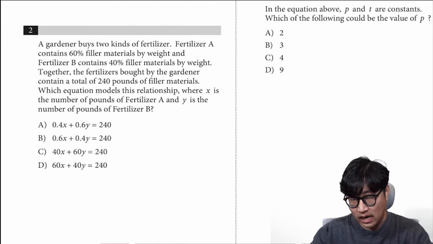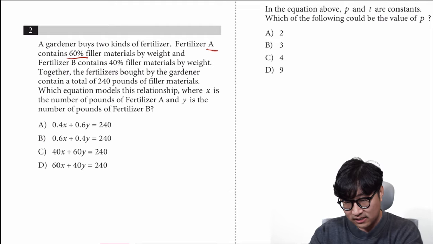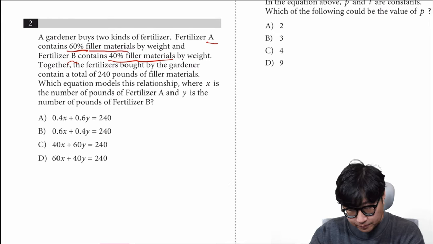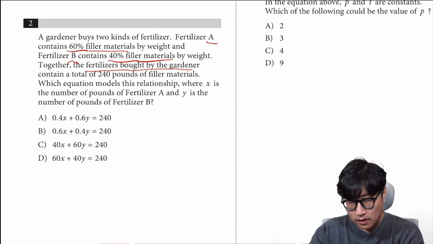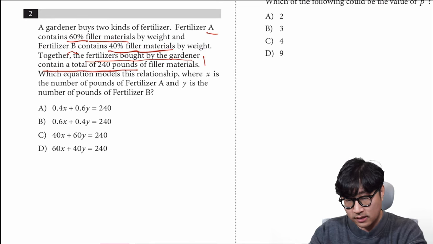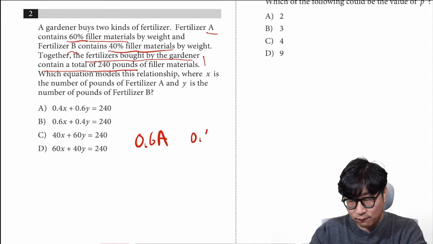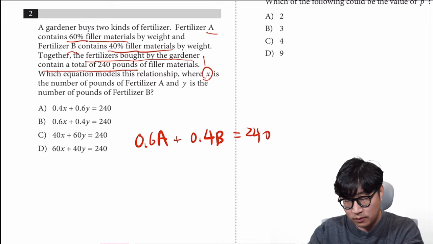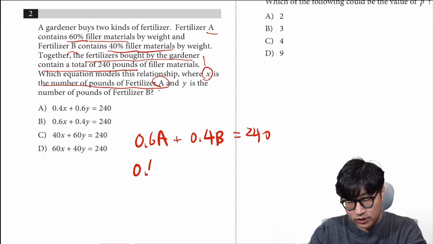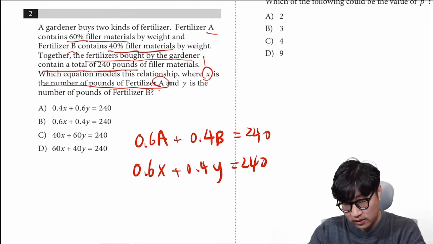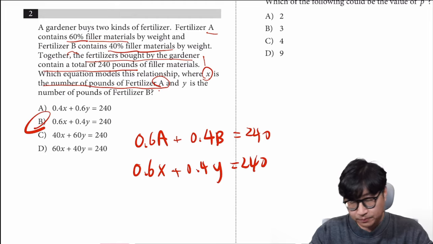A gardener buys two kinds of fertilizer. Fertilizer A contains 60% fill material. B contains 40% fill material. Together, the fertilizer bought by the gardener contained a total of 240 pounds of fill material. So what do we got? 60% for A, so that would be 0.6A, and then 0.4B, and together should be 240, right? And what do they say? X is the number of pounds of fertilizer A. So just replace that, 0.6X plus 0.4, probably Y, and that's 240. So if you look at it, answer choice B is the correct one.